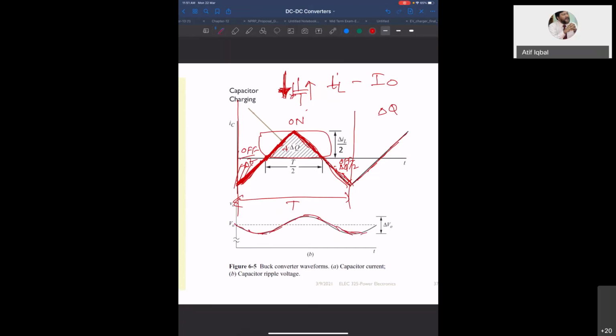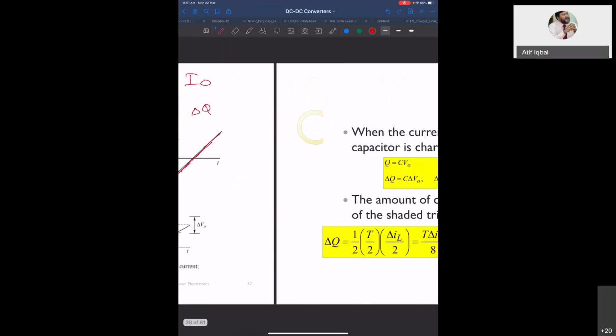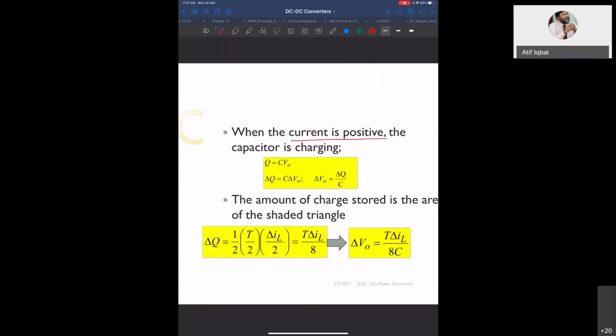From here to here, it is getting charged. It is not exact to scale, but like this. The voltage will rise when it charges, and voltage will fall when it discharges. So now we have to find out the area under this curve. When the current is positive, the capacitor is charging.